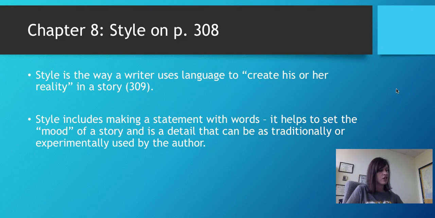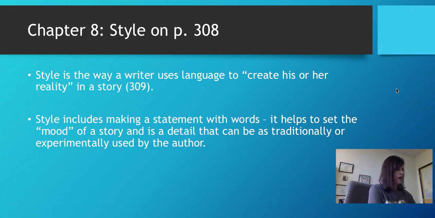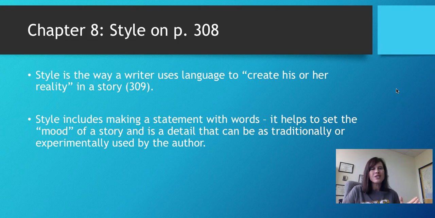So chapter 8 actually starts on page 308 and has a very scary clown lady or clown man, I think it's a man, at the start, looking extremely happy and or scary. I don't like clowns. But it's a stylistic choice, right? So style is basically how an author uses language to create his or her reality. Style is the most subjective element of fiction because you can go so many places with it.